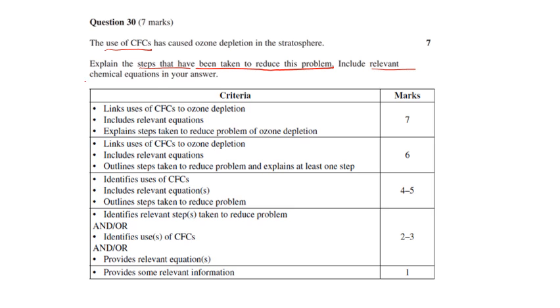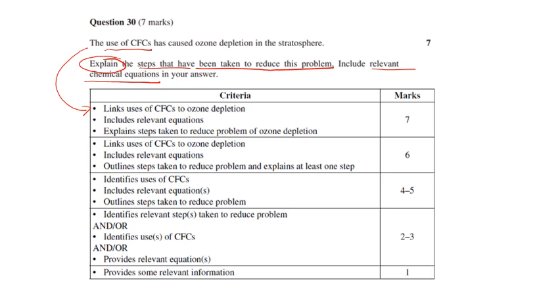Include relevant chemical equations in your answer. So, first thing you would have had to talk about is the actual use of CFCs in terms of ozone depletion. Okay, that's part one of the question. Now, for this question here, because it is an explain question, you needed to talk about the cause and the effect in terms of steps taken.